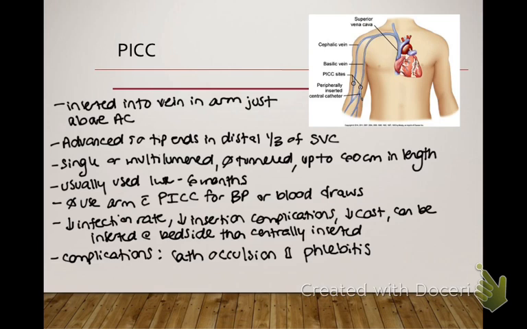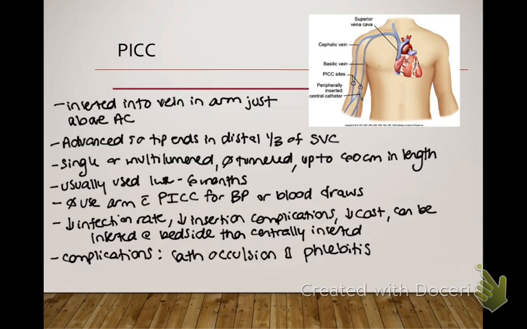So they are peripherally inserted, so they come in through like an arm. They're not going directly into the superior vena cava. They're coming into a vein in the arm and then getting threaded all the way to the superior vena cava. So we advance it so the tip still ends up in the distal portion of the SVC. It can be single or multi-lumen, just like the central catheter, and it can be up to 60 centimeters in length.